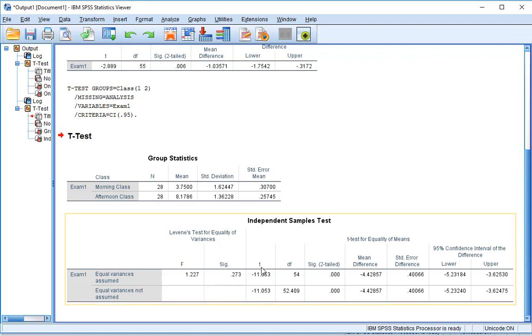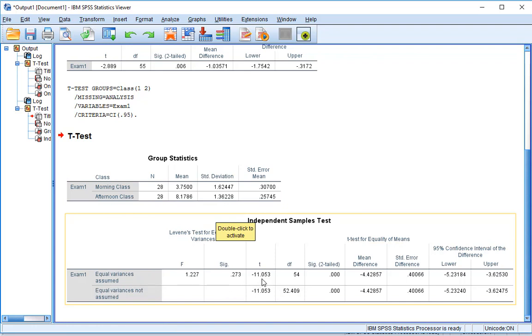Now, from t and beyond, that's our t-test. So remember, Levene's test is testing variances to see if they are similar. Because we don't see a significant difference there, that means we can look at equal variances assumed. Had we found a significance level below 0.05, we would look at equal variances not assumed. But again, because our p-value is 0.273, that means these are the same, which means we assume equal variances.